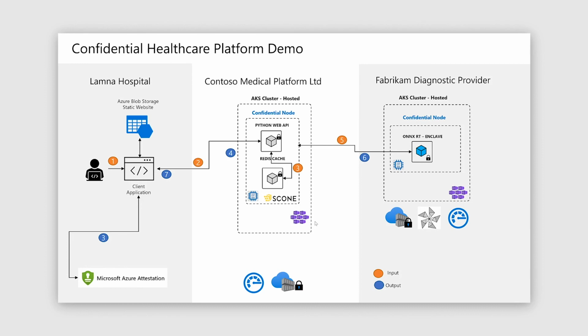Fabrikam here is using an ONNX-based model that the Microsoft ONNX team is making available for running confidentially as well. All three parties here are able to trust each other through an attestation service that provides transparent attestation of the hardware, the software, and the runtime that is included to run these applications. Let's dive into the details now.